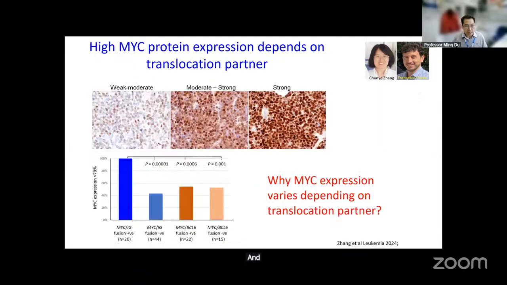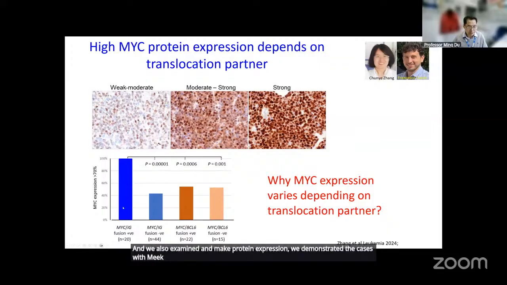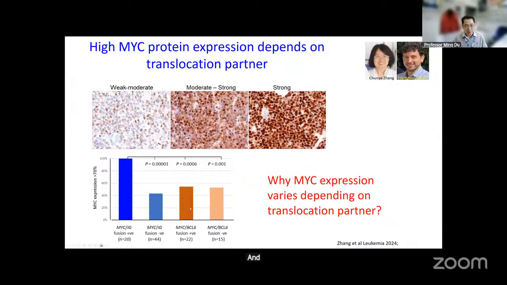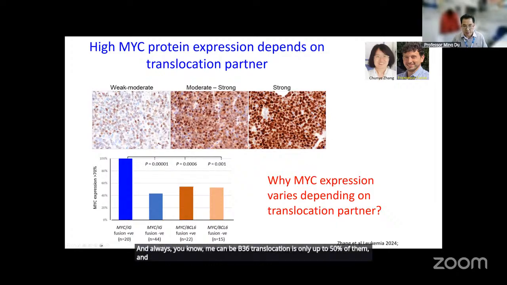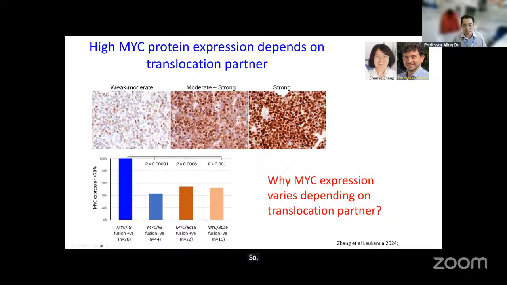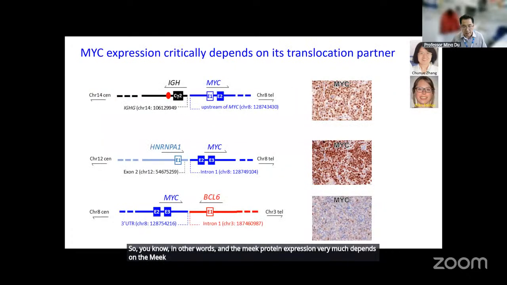And when we also examined the MYC protein expression, we demonstrated the cases with MYC IG translocation, as expected, show very strong MYC protein expression. But in those with non-IG partners, for example MYC and BCL6 translocation, only up to 50% of them demonstrate strong MYC expression. So in other words, the MYC protein expression very much depends on the MYC partners.